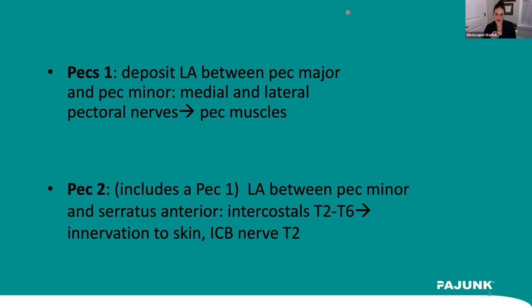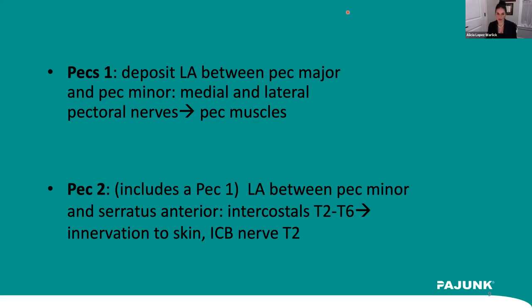The PEX2 block, which in the nomenclature and the literature, if you ever read an article or a study about it, this PEX2 block includes the PEX1 block. So it includes that first block of the pectoralis muscles, as well as placing local anesthesia between the pec minor and the serratus anterior, anesthetizing the intercostals of that chest wall, the innervation to the skin, intercostobrachial nerve as well.